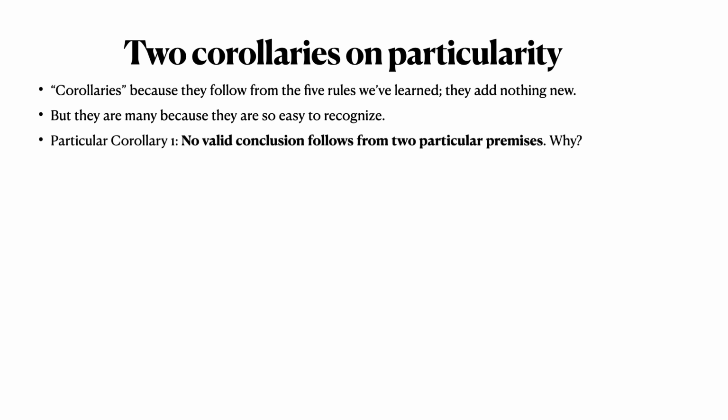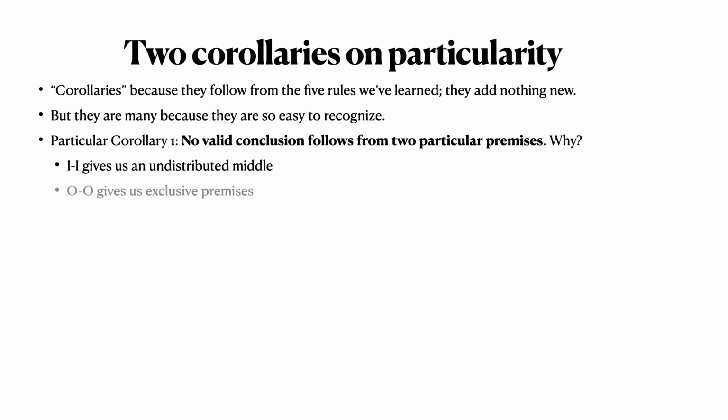So what are they? The first one is no valid conclusion follows from two particular premises. Right? So why would that be? Well, if you think about it, two particulars, there's not that many options. If you have an I proposition followed by another I proposition as your two premises, well, both subjects and both predicates there are going to be undistributed, because everything's undistributed in the I proposition. So if you have an I followed by an I in the premises, you've got an undistributed middle.